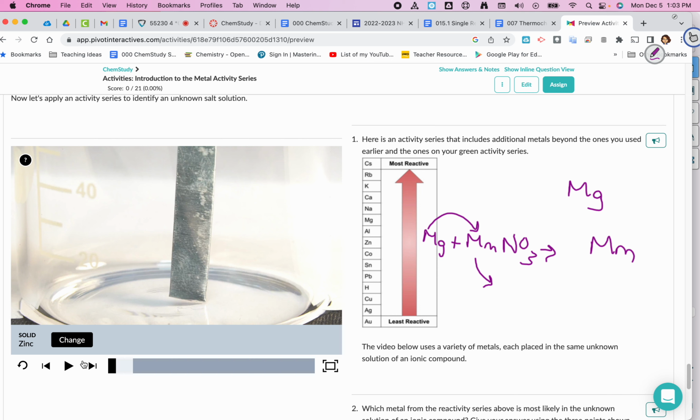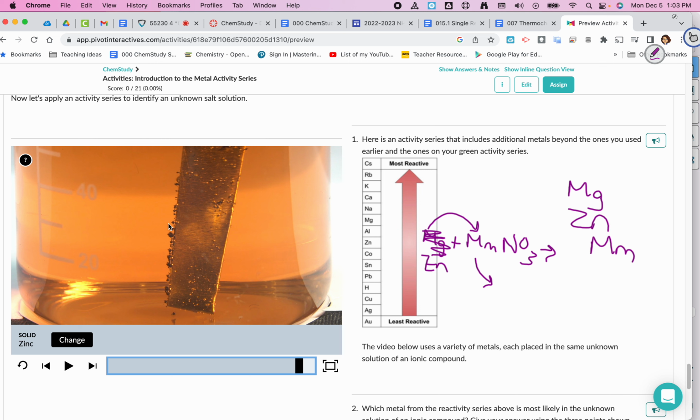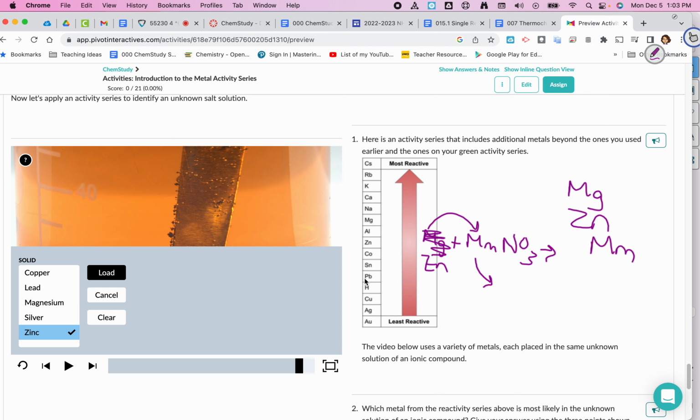So this time around, we're looking to see if zinc can replace mystery metal. Oh, and look here, we are getting a chemical reaction. We're getting some junk along the edges here. So we are successful. Zinc is able to replace mystery metal. Do I put zinc above mystery metal or below mystery metal? It's up here. Okay. And again, mystery metal can't be zinc because zinc is reacting with mystery metal. Okay, then I don't have any cobalt or tin on my list, but I do have some lead.